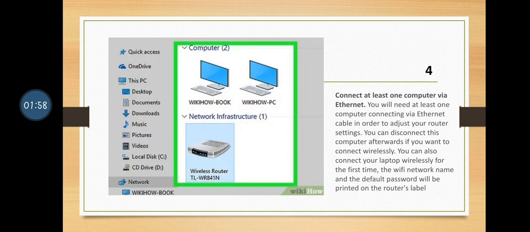4. Connect at least one computer via Ethernet. You will need at least one computer connecting via Ethernet cable in order to adjust your router settings. You can disconnect this computer afterwards if you want to connect wirelessly. You can also connect your laptop wirelessly for the first time. The Wi-Fi network name and default password will be printed on the router's label.